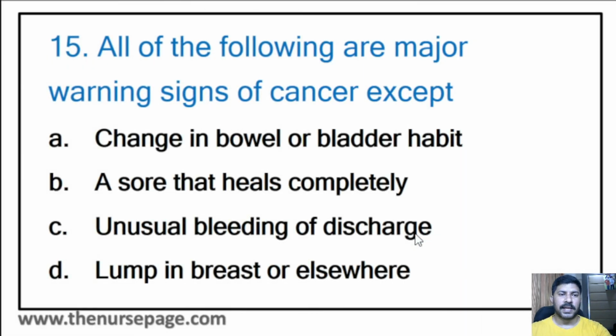Then 15th question. All of the following are major warning signs of cancer except: change in the bowel or bladder habit, a sore that heals completely, unusual bleeding or discharge, lump in breast or elsewhere. Correct answer is option B, that is a sore that heals completely. Usually the warning sign means an unhealed sore. That is an example of a warning sign in the case of cancer. But a sore that heals completely will not be included in the warning signs.